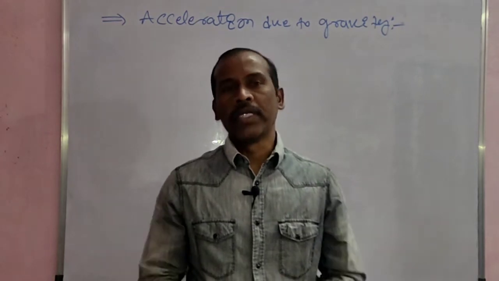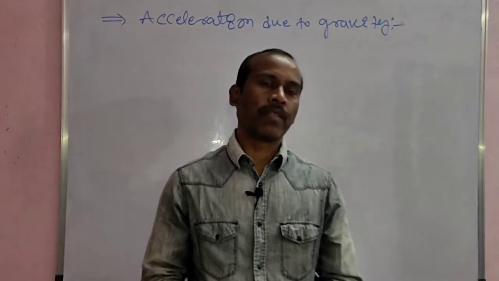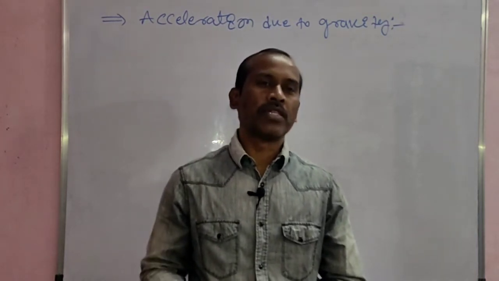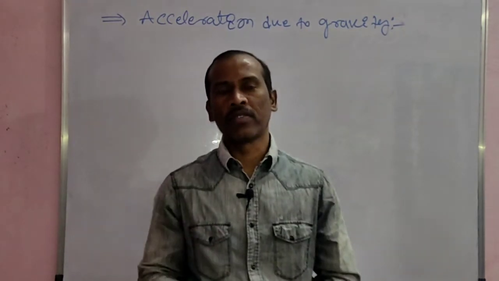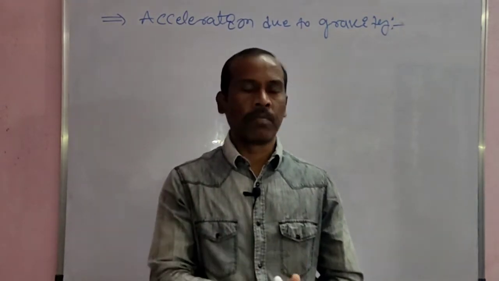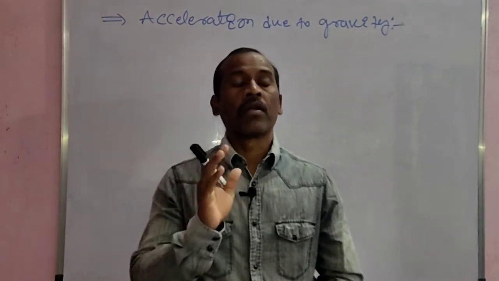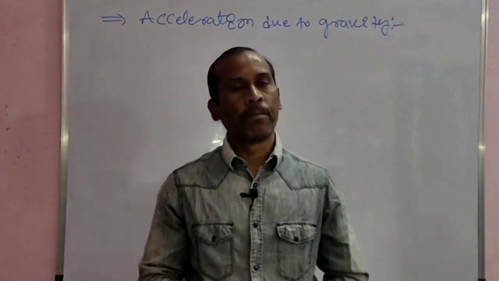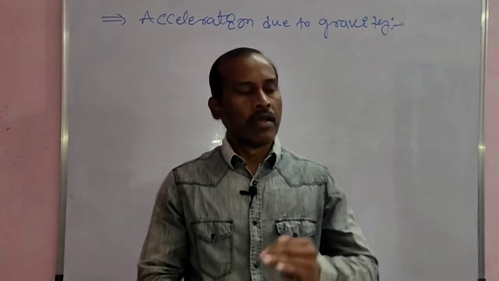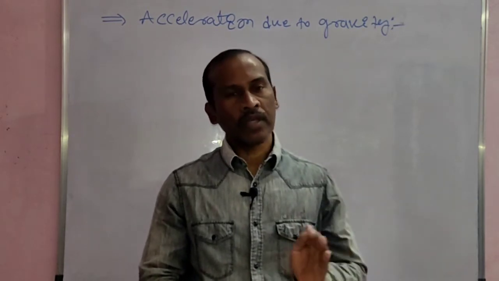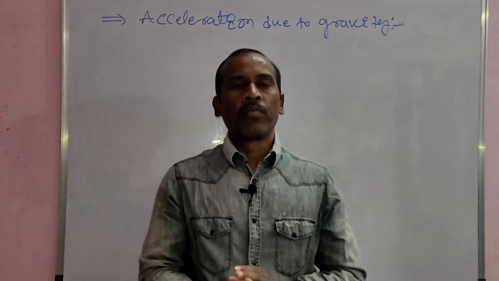It is denoted by small g. The value of small g changes from one place to another on the surface of the earth. The g values are constant at a given place.